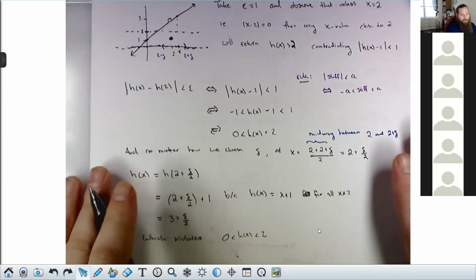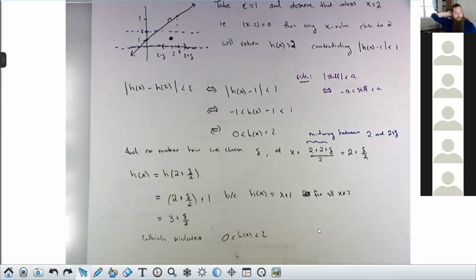Right? What I'm saying is, for this particular choice of epsilon, no matter what you use for delta, I can find a point between 2 and 2 plus delta on which the graph is outside your epsilon window. I could have used epsilon equals 1/2 or epsilon equals 3/4 or epsilon equals 1.5. Any of those would have worked. I would still get something outside of this. So kind of here's the money, right? This thing, the absolute value of h of x minus h of 2 being less than epsilon, is equivalent to saying h is between 0 and 2.